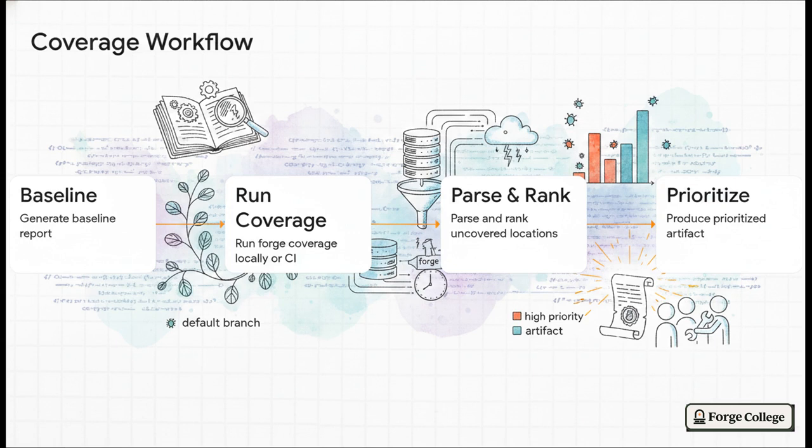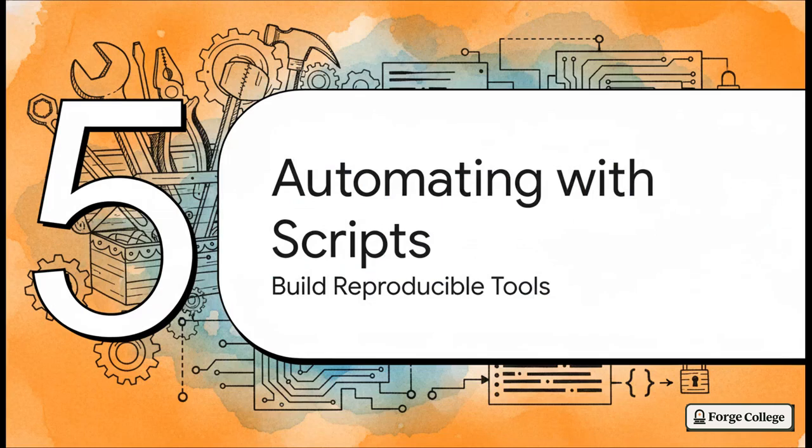Step 2, run the instrumented coverage locally or in CI using the forge coverage command. Step 3, parse all that verbose data and rank the uncovered locations using those exact triage rules we just went over. And Step 4, create a prioritized artifact for your team to actually review. Next up, Section 5, Automating with Scripts. Because doing all of this manually every single time is exhausting.